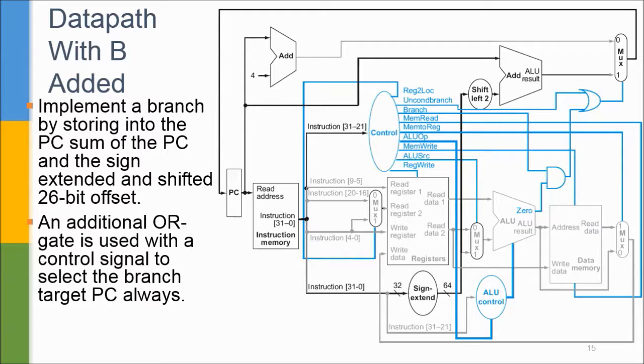So the figure shows that an additional OR gate at the upper right is used to control the multiplexer that chooses between the branch target and the sequential instruction following this one. One input to the OR gate is the unconditional branch control signal. Although not shown, the sign extend logic would recognize the unconditional branch opcode and sign extend the lower 26 bits of the instruction to form a 64-bit address to be added to the program counter.